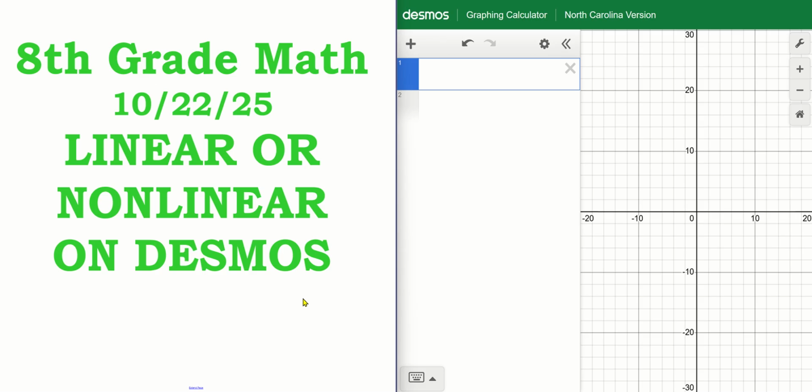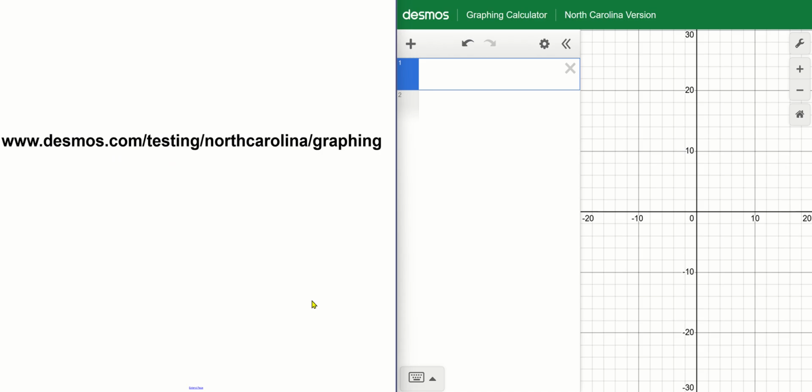All right, so yesterday we worked on identifying functions, just whether or not something was a function. Today we got to be a little bit more specific. We got to identify a couple different types of functions like linear or nonlinear. So using Desmos, you got to make sure you got the green thing like you would have on a test.